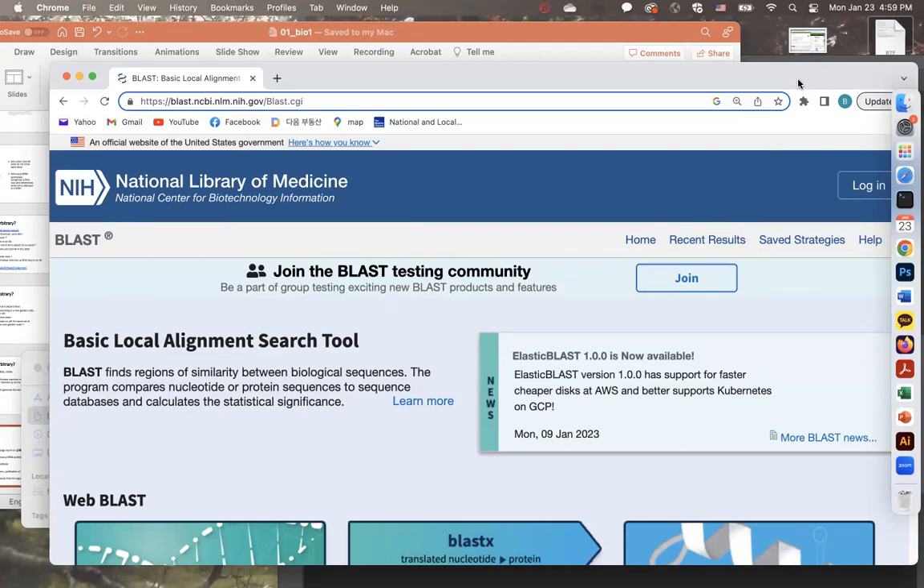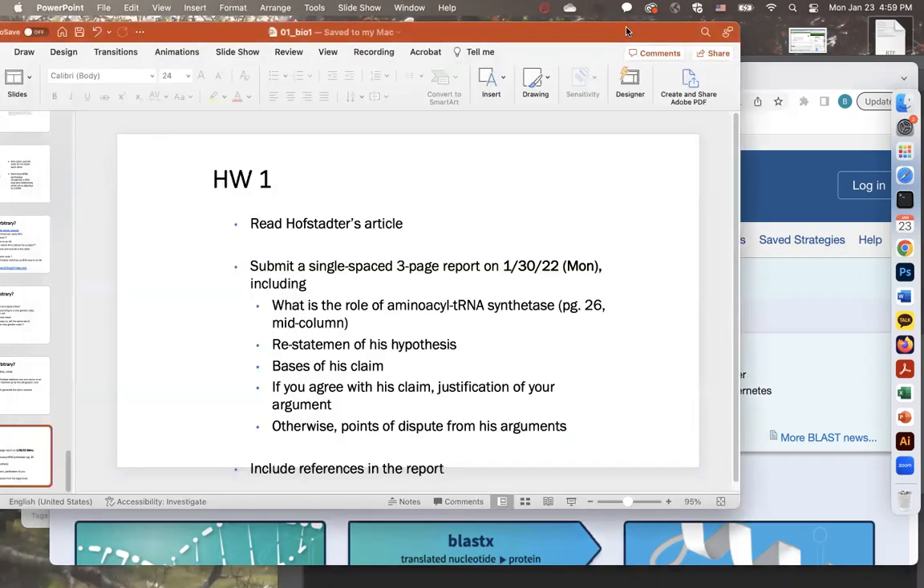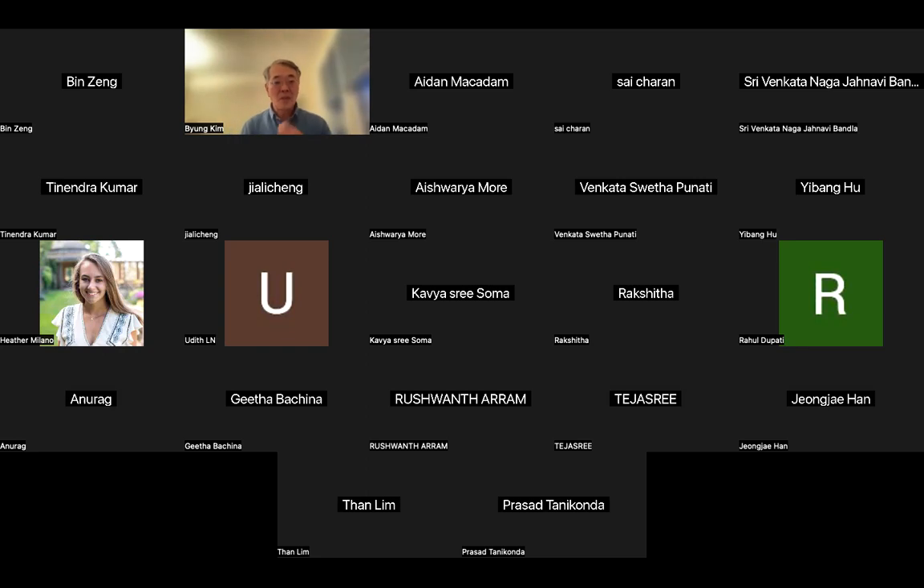Any other questions? No? Okay. So take a look at the article by Hofstadter. That is a very interesting article, and it will give you a very good idea about transcription and translation, the gene code to protein manufacturing process.